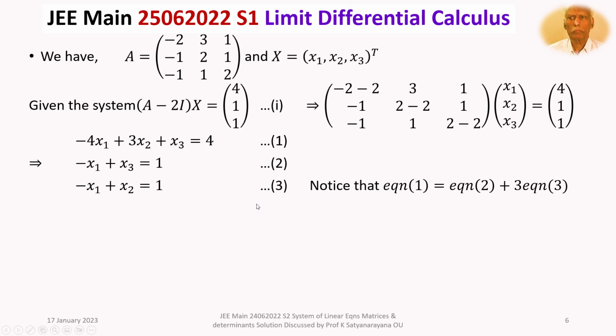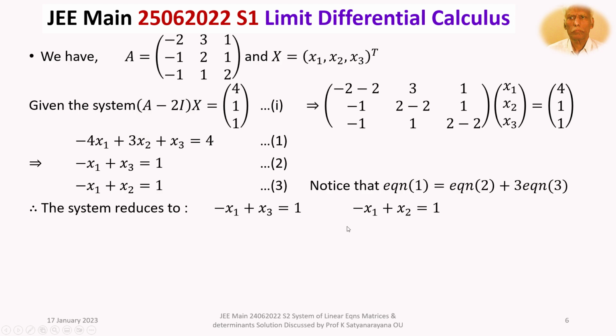Now what you do is multiply equation 3 by 3 and add to the second equation, then you will get the first equation. That means the first equation is equation 2 plus 3 times equation 3. So these 3 equations will reduce to 2 equations only: minus x1 plus x3 is equal to 1, minus x1 plus x2 is equal to 1. So now suppose I want x2, I will write 1 plus x1, x3 as 1 plus x1, and x1 can take any value.